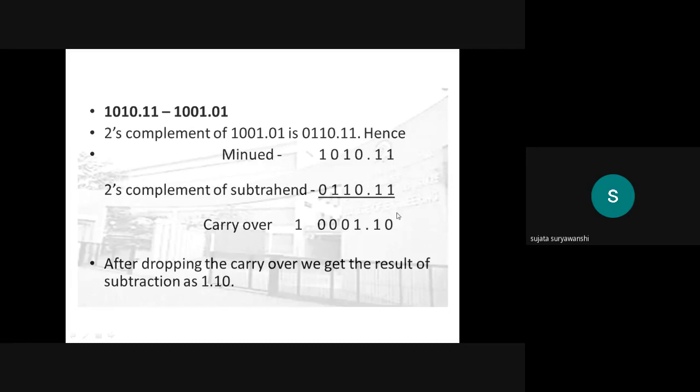You get 1 plus 1, 0, carry 1. 1 plus 1 plus 1, 1, carry 1. Then 1 as it is. 1 plus 1, 0, carry 1. 1 plus 1, 0, carry 1. 1 plus 1, 0, carry 1. Here a carry 1 is generated, which means your number is positive.